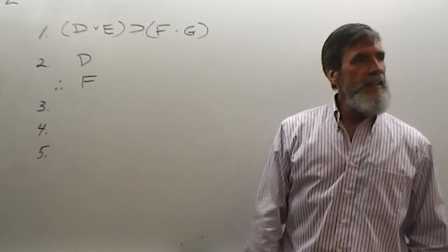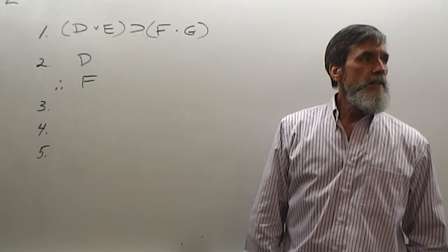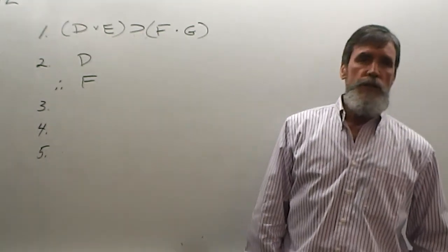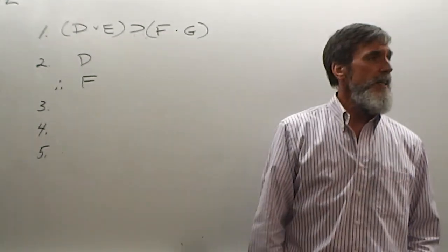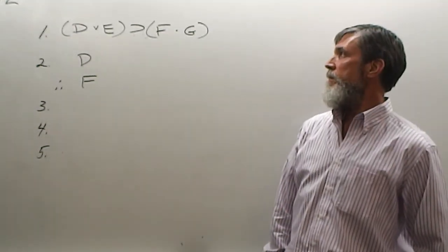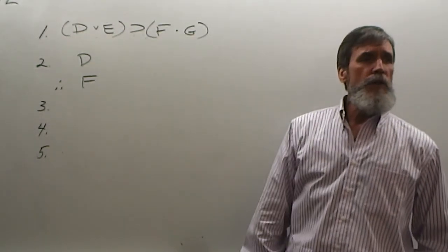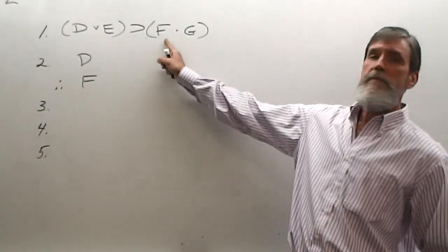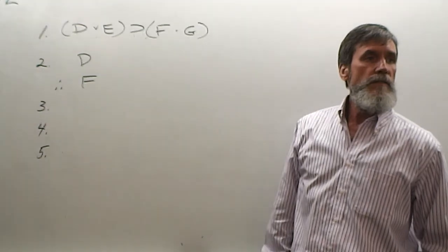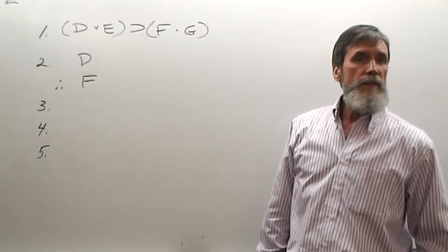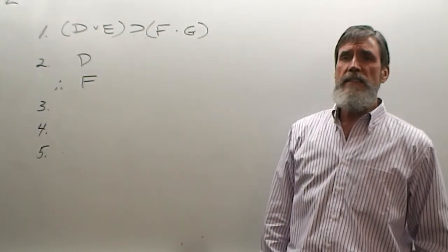Line 1, it's just a horseshoe as far as we're concerned. So that's going to be used for modus ponens or modus tollens or hypothetical syllogism or absorption. There's a lot you could do with horseshoes. Okay, now our conclusion F exists in line 1. What's it doing there in line 1? What kind of a component is it?